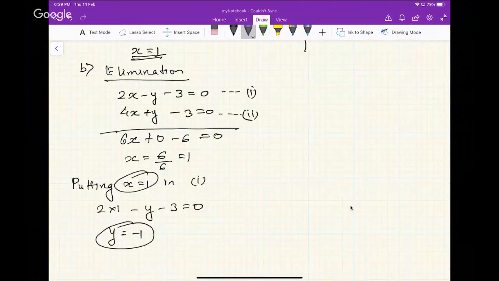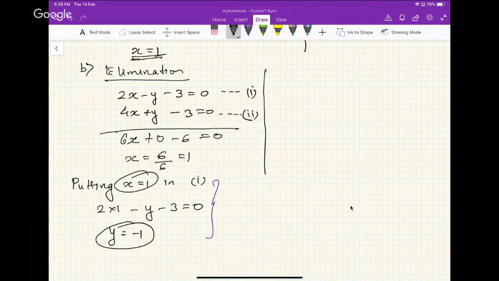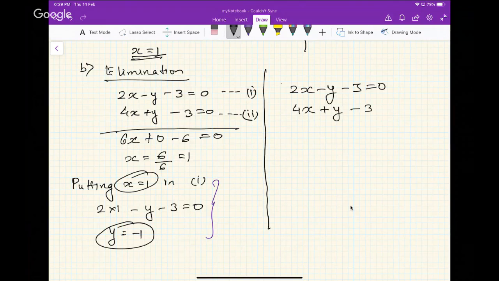Another way: in this case we used substitution also, but we can use direct elimination here too. How? Let us say I have to eliminate x. So let me write it once again. 2x minus y minus 3 equals 0, and 4x plus y minus 3 equals 0. Now I'm saying I have to eliminate x. So how do you eliminate x? First try to match the coefficient. If you see, the coefficient of x here is 2 and here is 4. So if I multiply this equation by 2, they will match.